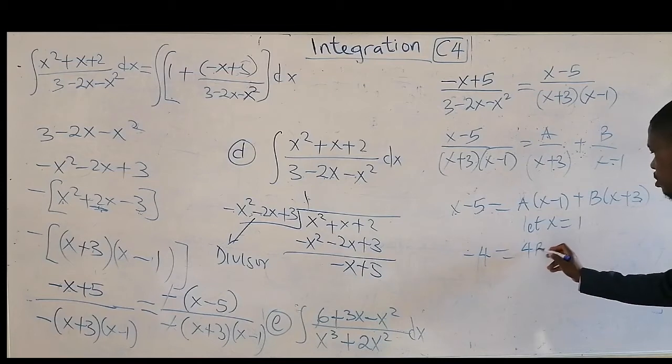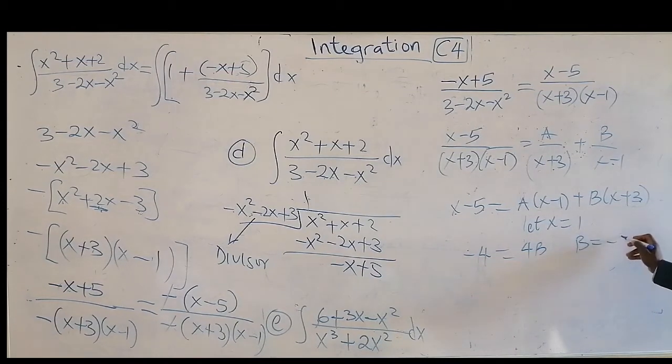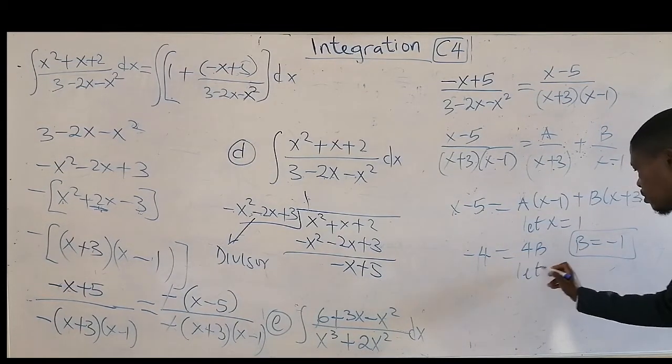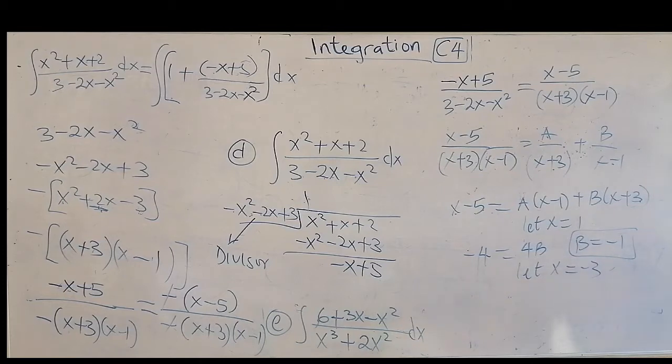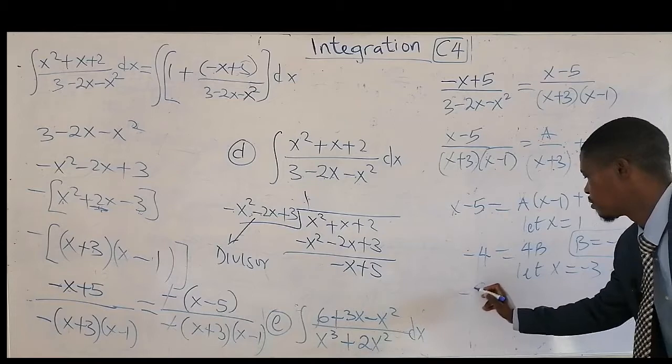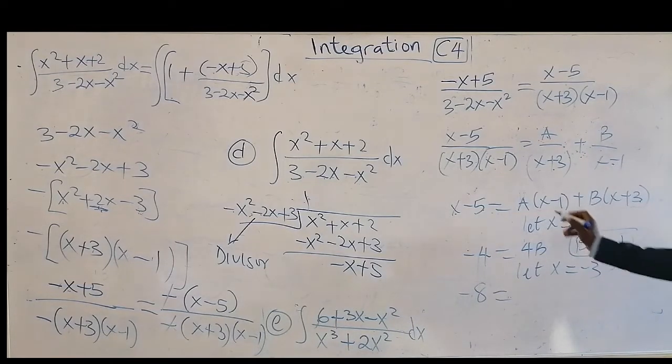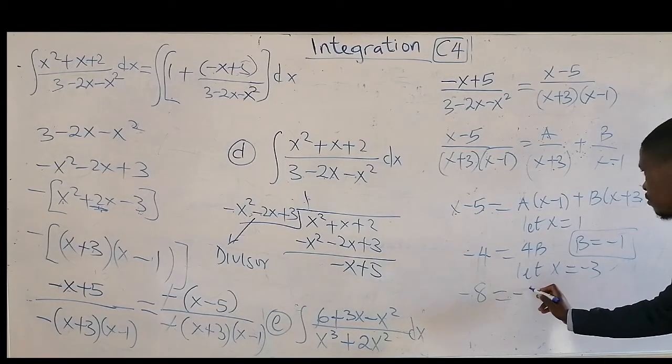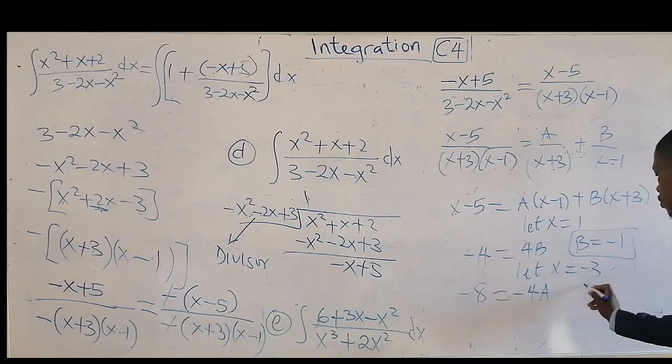That's 4b. So b is what? Minus 1. Also substitute for what? Let x be equal to what? Minus 3. So if you do that, we're going to have minus 3 minus 5 equals minus 8, and this will be minus 3 minus 1, that's minus 4a. So a is what? A is 2.